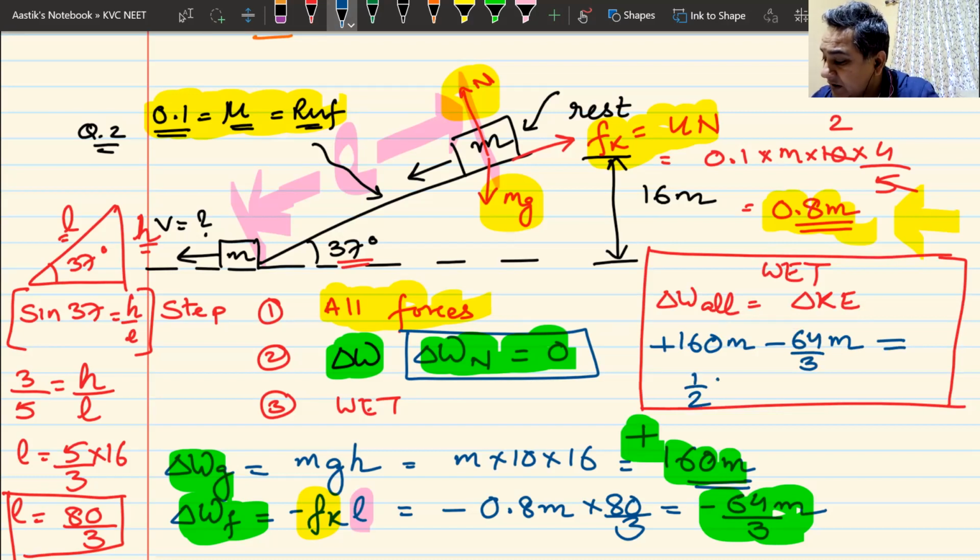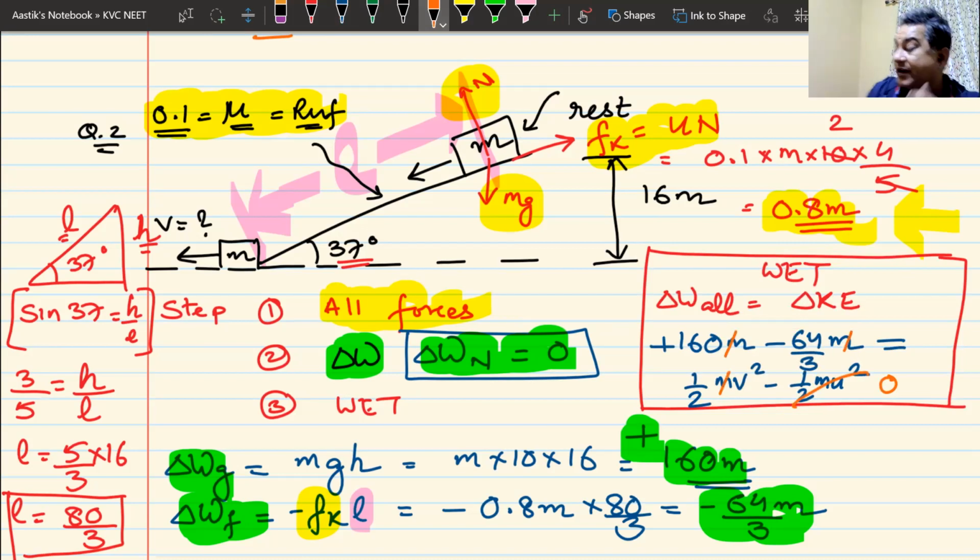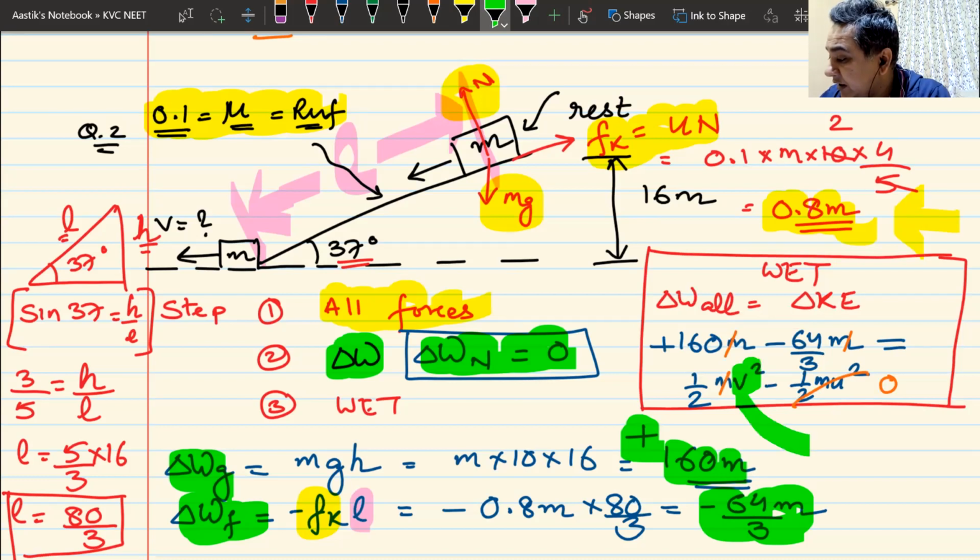Final kinetic energy is half mv square. Initial kinetic energy is half mu square. But we all know that this term is 0. So this will become 0. M will get cancelled, and you can get the value of V from here. Can anyone tell me what is the value of V that you are getting from here?